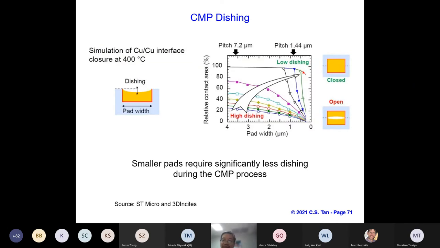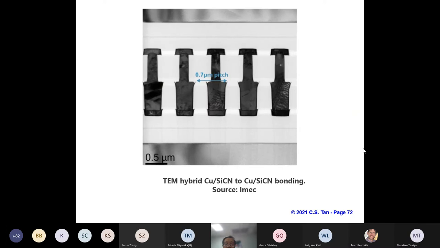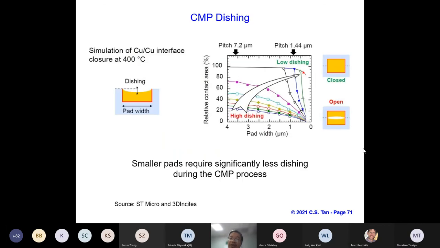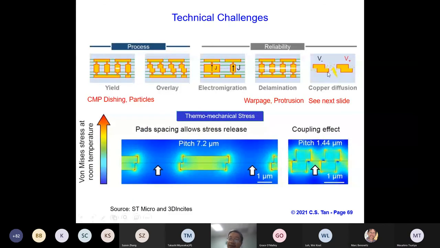So the percentage of the contact area is lower when you go to a pad with a smaller wave, okay? And I think this is easy to understand because you really don't have the copper volume to achieve thermal compression bonding. Interesting result.